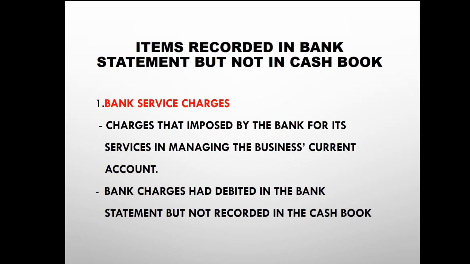Okay, the next items are those recorded in the bank statement but not in the cash book. It means that the bank had recorded all the items in the bank statement immediately but did not inform the business. Number one, bank service charges. These are charges imposed by the bank for its services in managing the business current account. Bank charges are immediately debited in the bank statement but not recorded in the cash book.